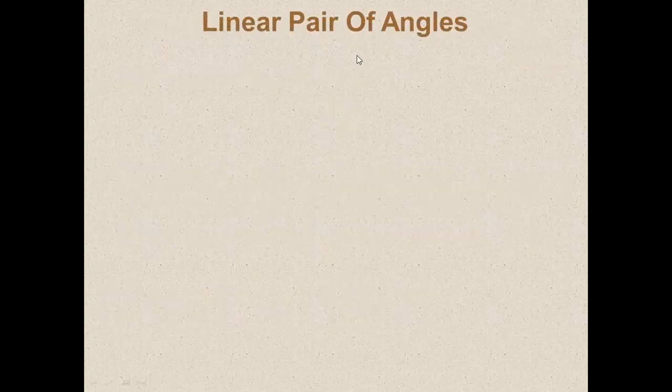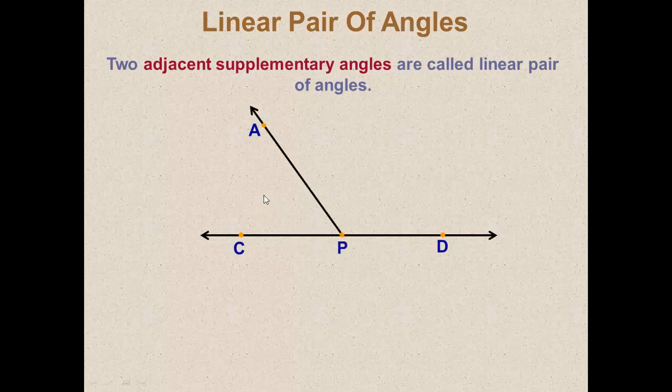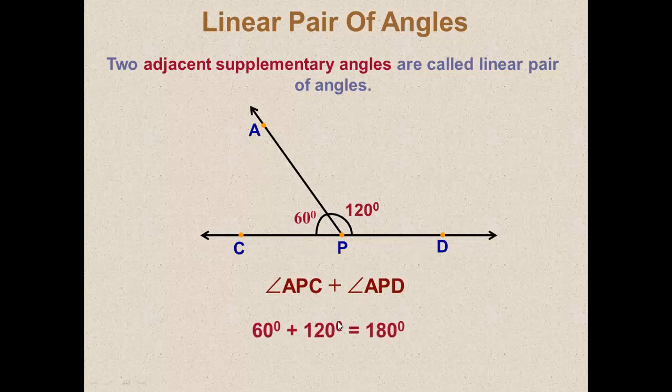Now, linear pair of angles. Two adjacent supplementary angles are called a linear pair of angles. Now, measure ABC plus measure ABD equals 180. This is two adjacent supplementary angles.